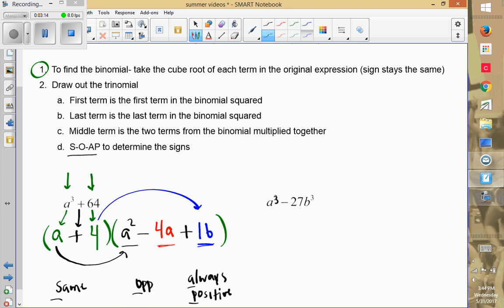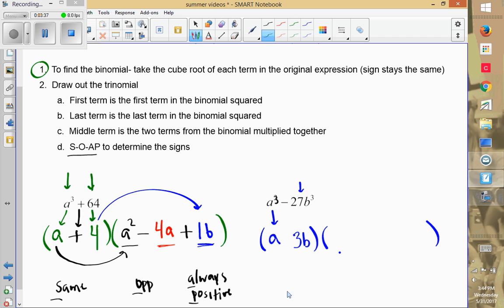So let's try one more. We're going to draw out the binomial and the trinomial. I have a cubed, so that's going to just be an a. Now in this case, I happen to have both a coefficient and a variable. That's okay. 27 is 3 cubed, and b cubed is obviously going to just be a b.